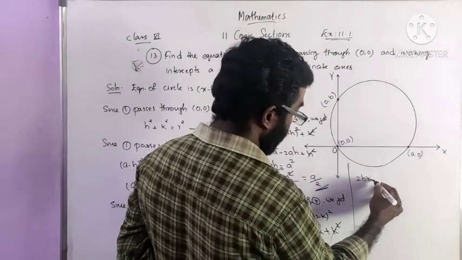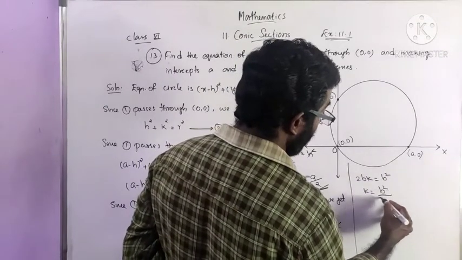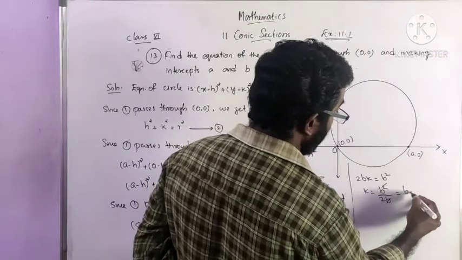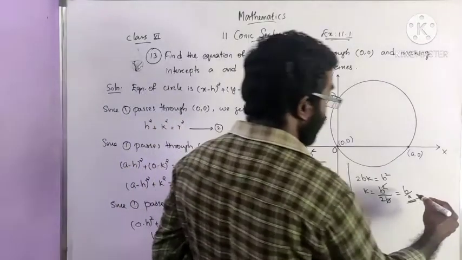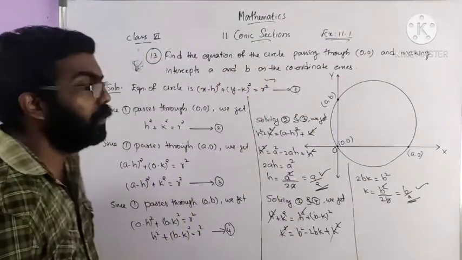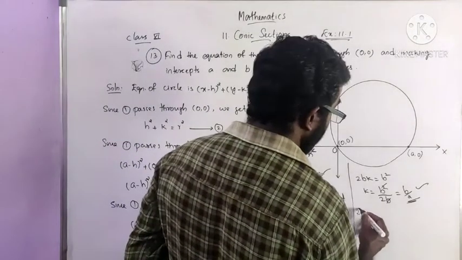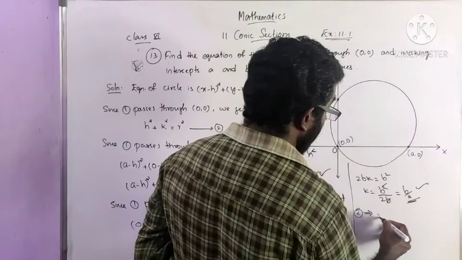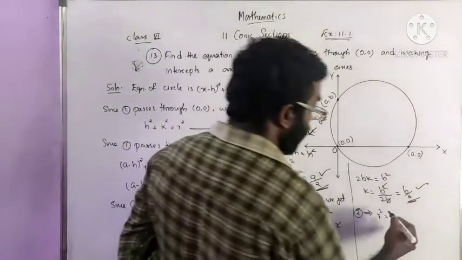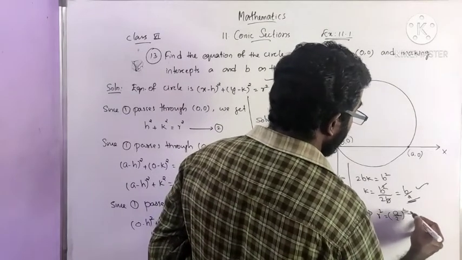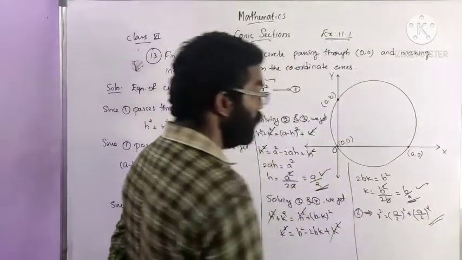So 2bk is equal to b square, and k is equal to b square divided by 2b, that is b by 2. So the value of h is a by 2 and the value of k is b by 2. Now we have to find the radius r. So we can substitute in equation 2. Equation 2 implies r square is h square plus k square. So here a by 2 the whole square plus a by 2 the whole square. No need to simplify. We can write as it is.